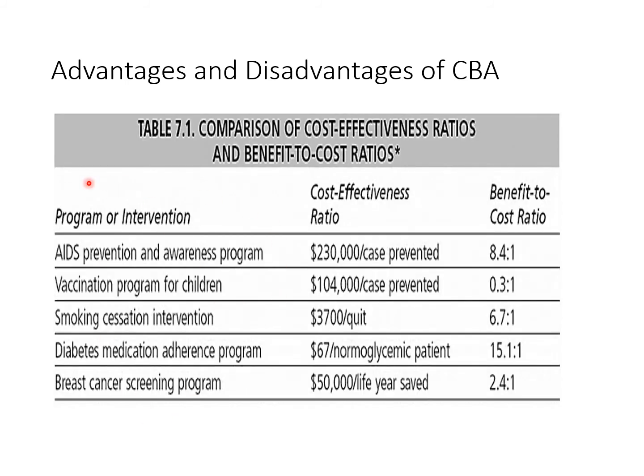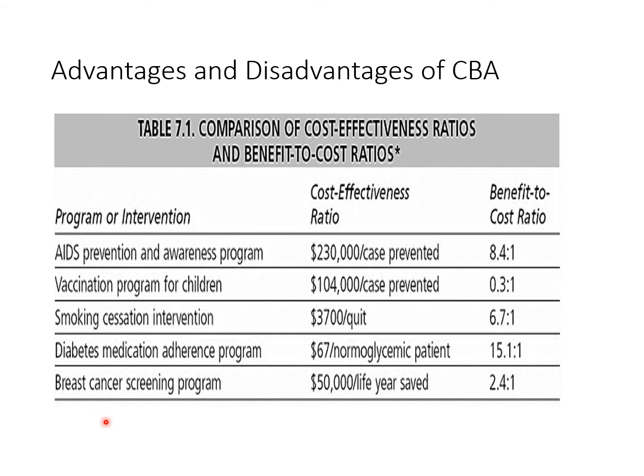So in this example we have five totally different programs. We have one program for AIDS prevention and awareness, another for vaccination in children, another for smoking cessation, another for diabetes medication adherence, and one for breast cancer screening. As you can see, these are different programs, of course, with different outcomes.